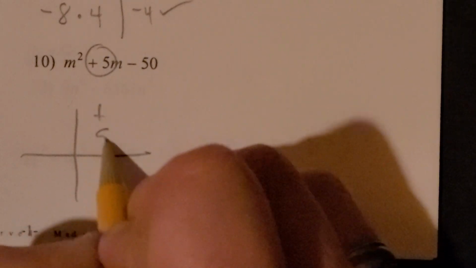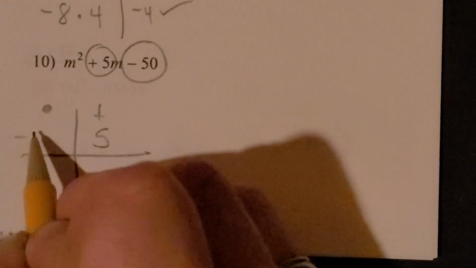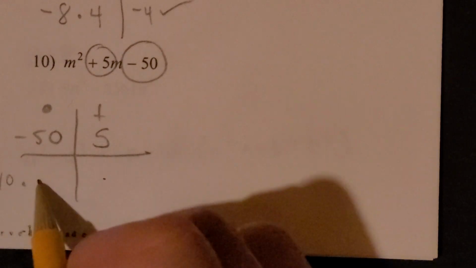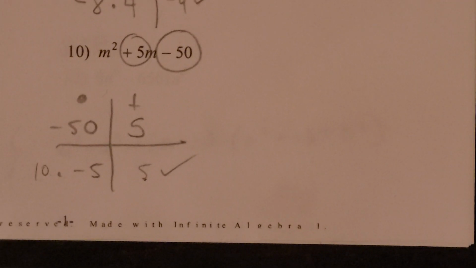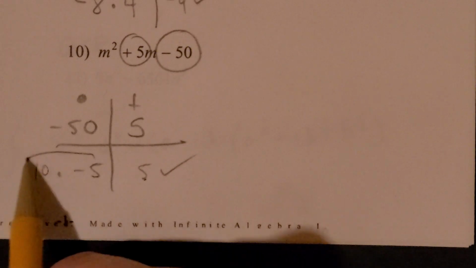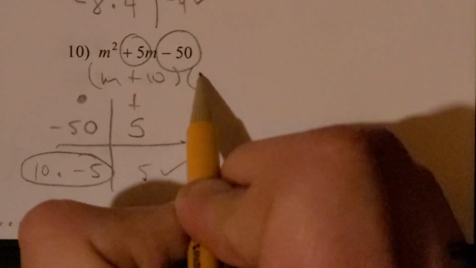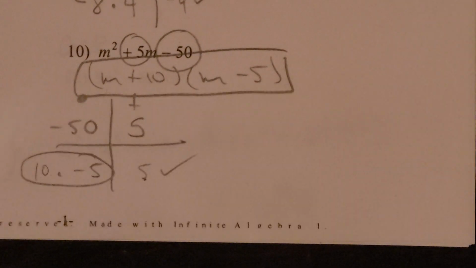All right, number 10, same thing. T-chart. I want two things that add to 5, but that multiply to a negative 50. Now these, I'm looking at 10 times negative 5. Done. Again, you could have listed everything that multiplies to a negative 50, and there's only two numbers that will multiply to negative 50 and add to 5. n plus 10, n minus 5. That's my final answer. I am done.